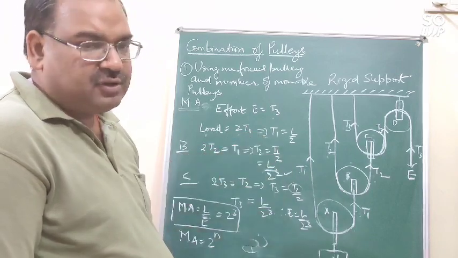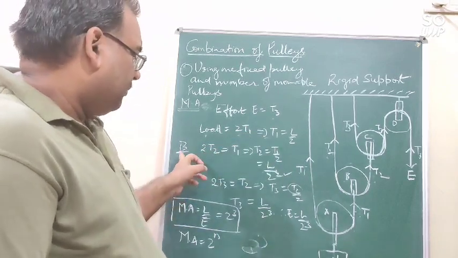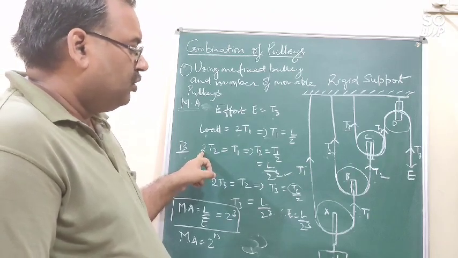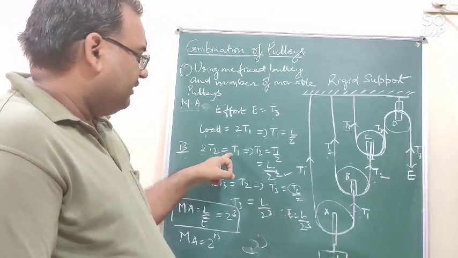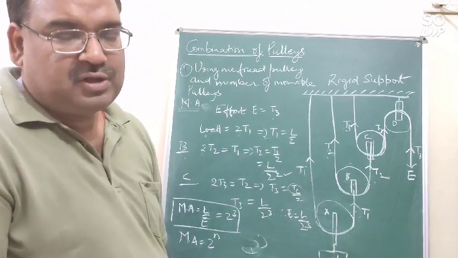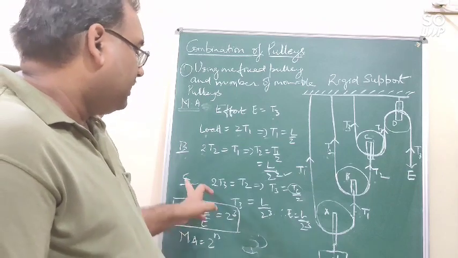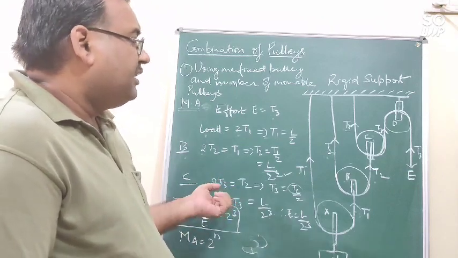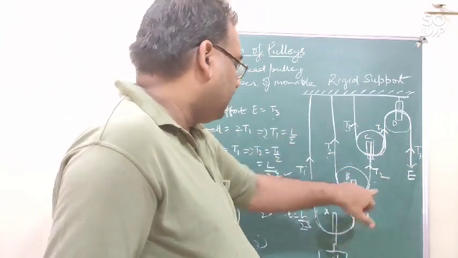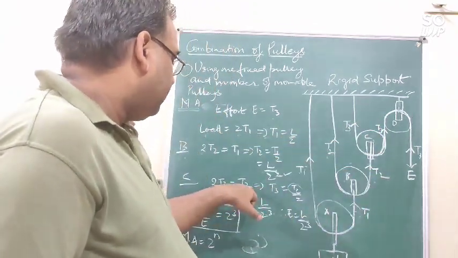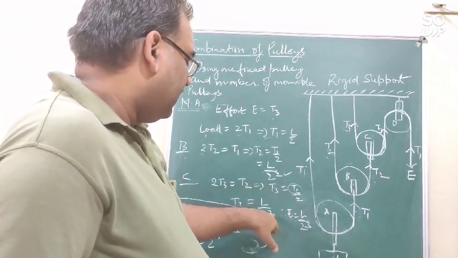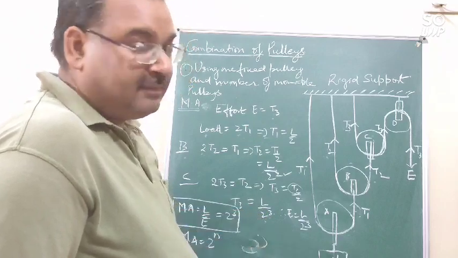Load is equal to twice T1, so we get the value T1 is equal to L by 2. At the pulley B, twice T2, the tension in the upward direction T2, is balancing the tension T1. So T2 is equal to T1 upon 2, which is equal to L upon 2 raised to power 2. At the pulley C, T3 is acting upward towards the rigid support, and 2T3 is equal to T2. We substitute the value, T3 is equal to T2 by 2. Substituting the value of T2, we get L upon 2 raised to power 3.